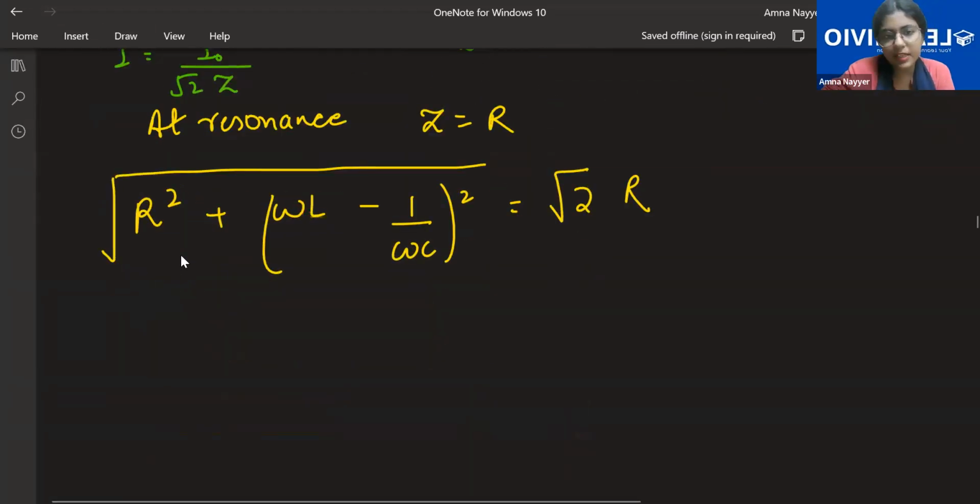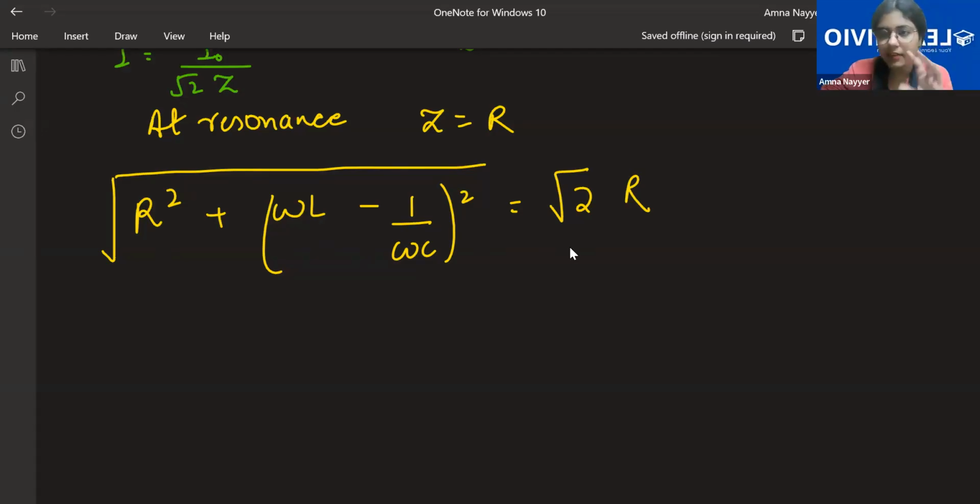So this is the same equation that we write for impedance: root of R square plus XL minus XC whole square. Instead of XC, I have written 1 by omega C, and instead of XL, omega L. So root of R square plus omega L minus 1 by omega C whole square is equal to root 2 times R.